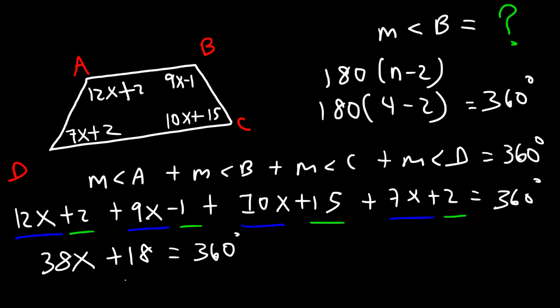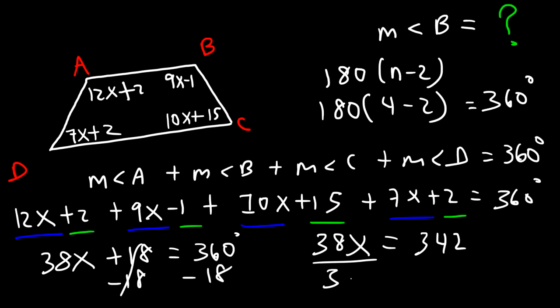So what we need to do now is subtract both sides by 18. Now 360 minus 18: 360 minus 10 is 350, and if you take away 8 from that, 350 minus 8, that's going to be 342. So now let's divide both sides by 38.